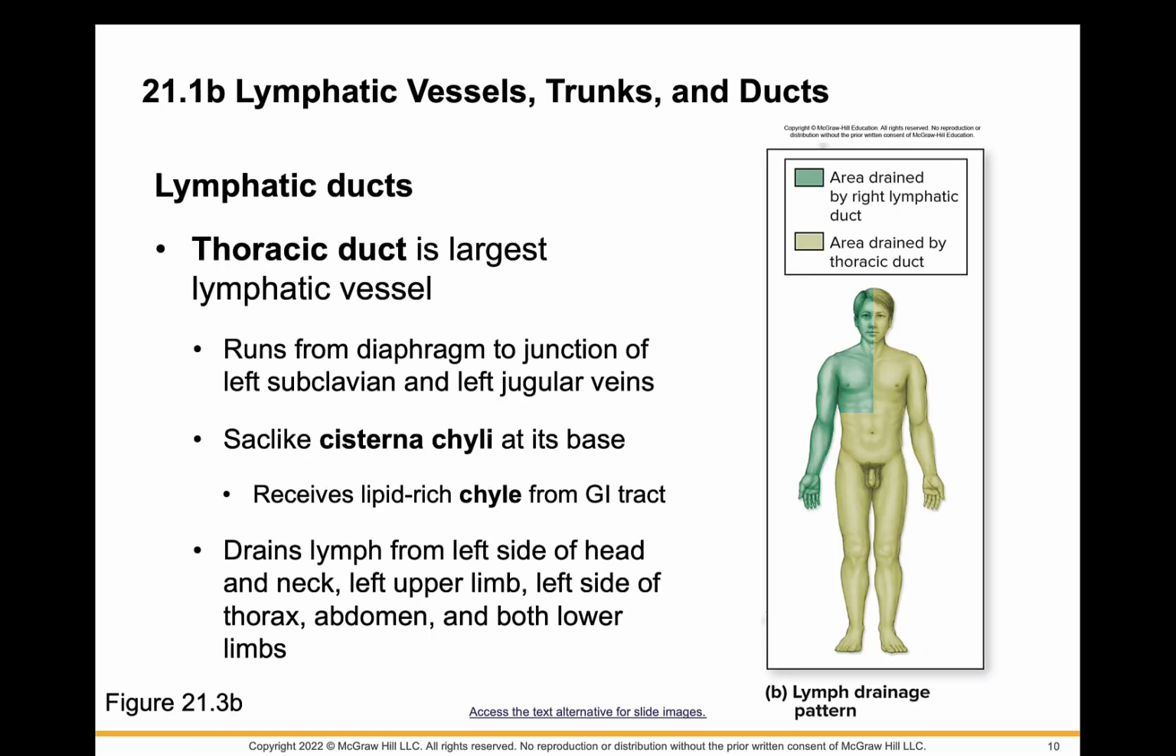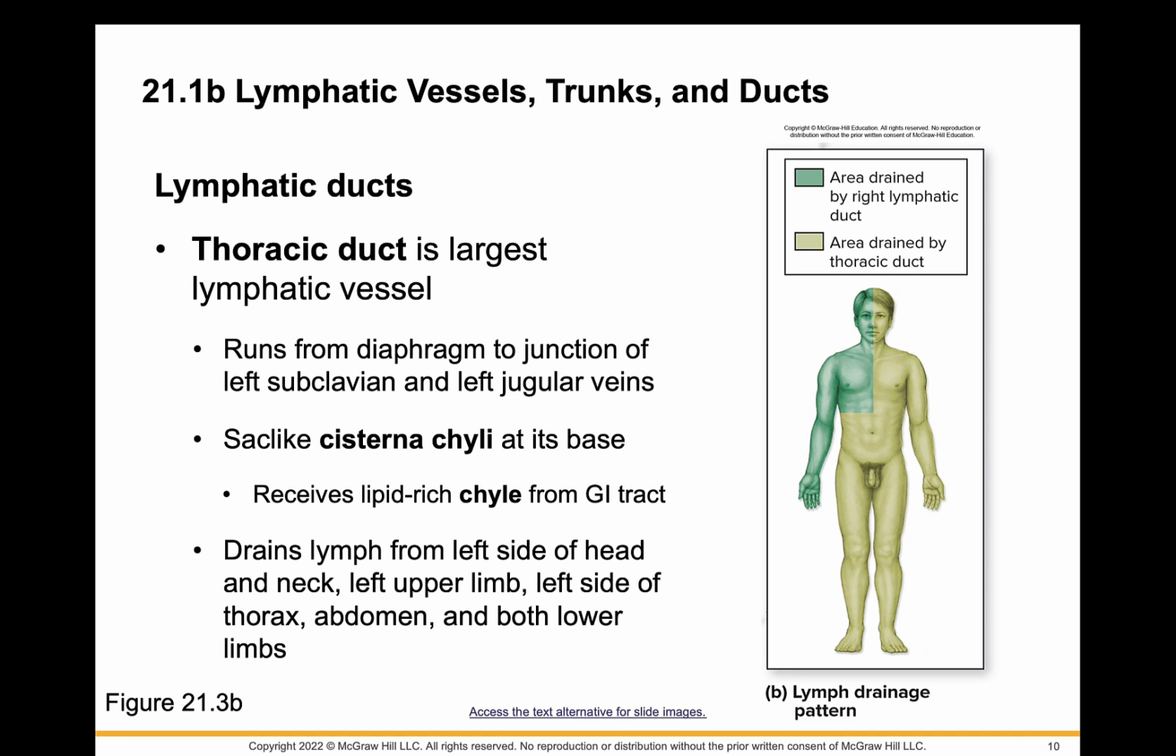Now, the other duct is going to be the thoracic duct. This is the largest lymphatic vessel. If we look at the diagram here, we're looking at the areas that are drained by the two ducts. We can see that the right upper quadrant is drained by the right lymphatic duct, and everything else is going to be drained by the thoracic duct. This thoracic duct is going to run from the diaphragm to the junction of the left subclavian vein and left jugular veins, and that's how that fluid will make its way back into circulation.